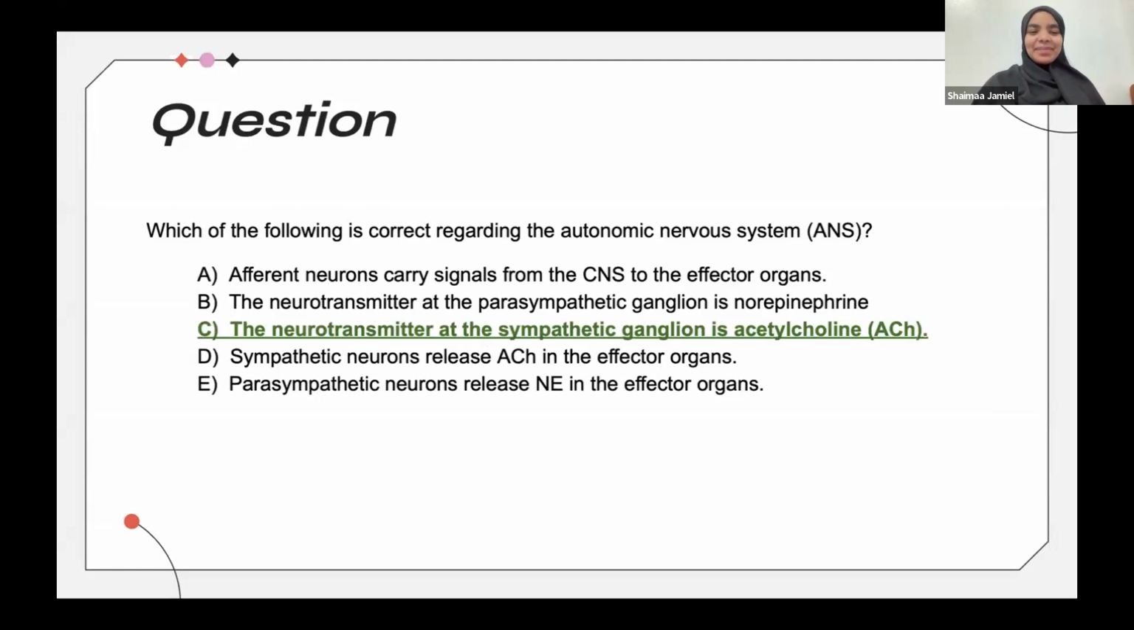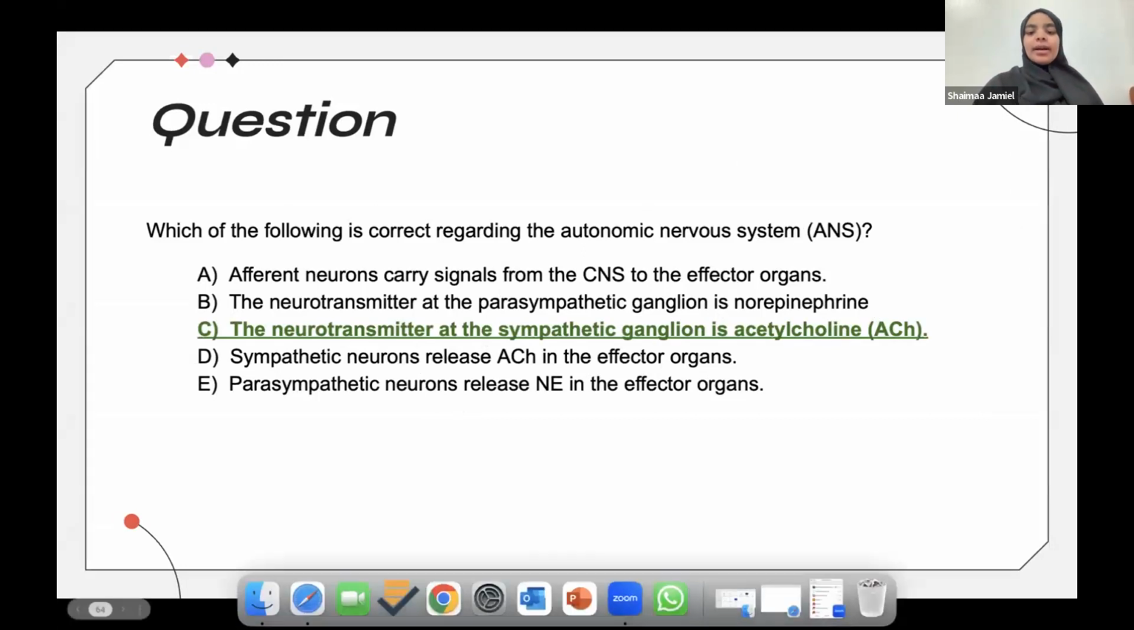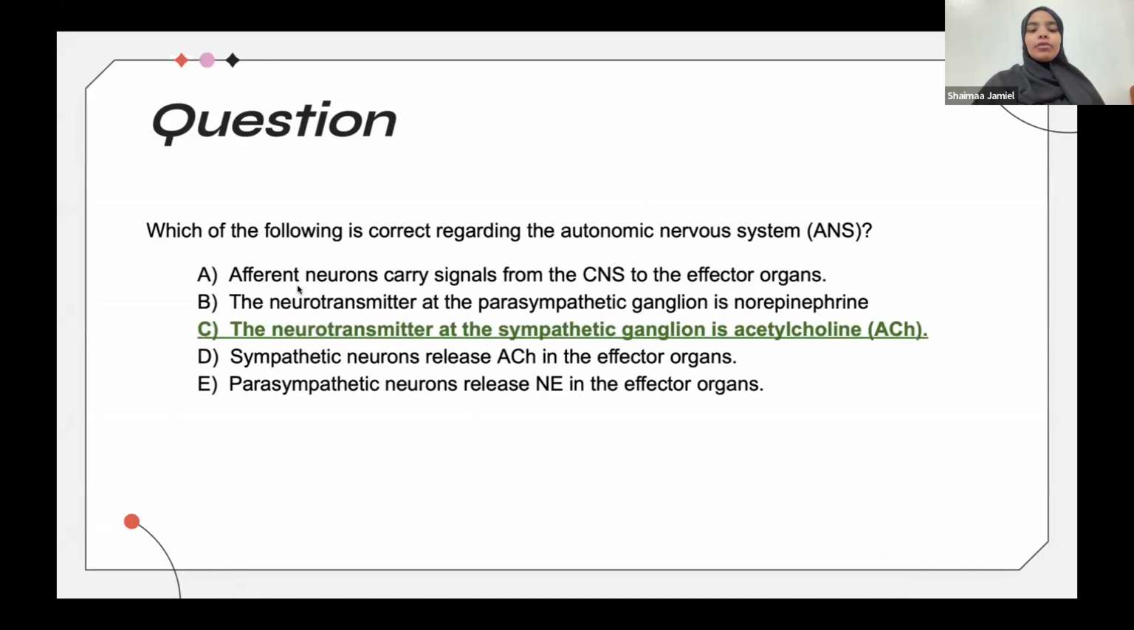So yeah, the correct answer is C, because we said that the preganglionic neurons, all of them are acetylcholine, whether it's sympathetic or parasympathetic. For this one, afferent neurons carry signals. It's efferent, but we don't. It's not part. Then at the ganglion, it's always acetylcholine, whether parasympathetic or sympathetic. So this is the correct answer. Sympathetic neurons release norepinephrine or epinephrine, except for sweat. Parasympathetic neurons release norepinephrine. No, they release acetylcholine in the effector organs.